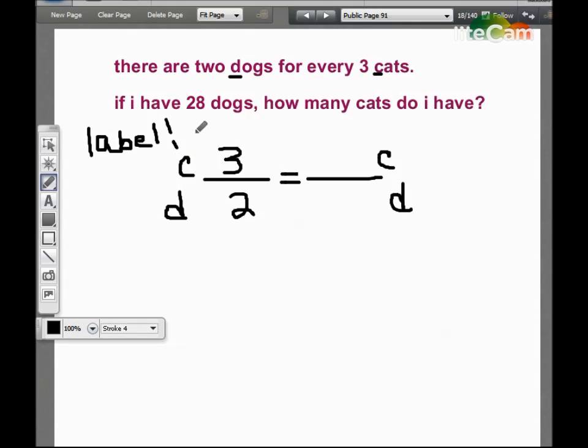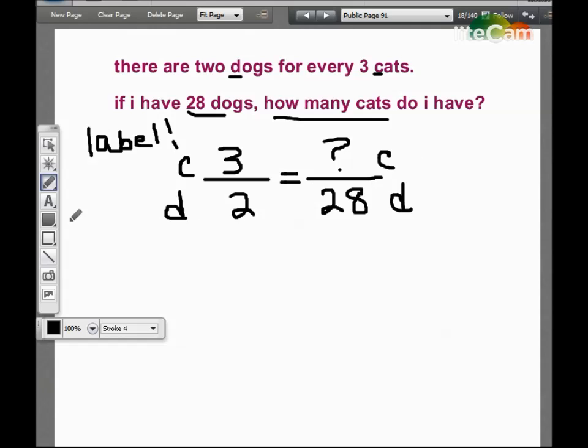Then we look at our next sentence and we say, okay, so if I have 28 dogs, that's D. I know the number for dogs, for the D that I put in my label. I don't know how many cats. I'm looking for how many cats. So I just put a question mark. And I know I have 28 goes with D.